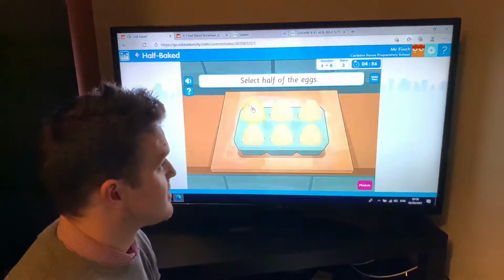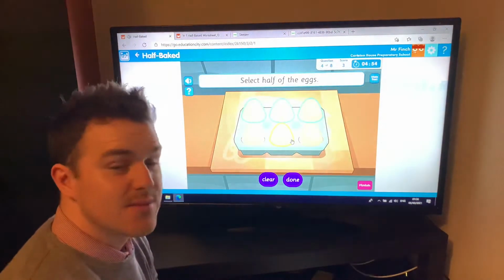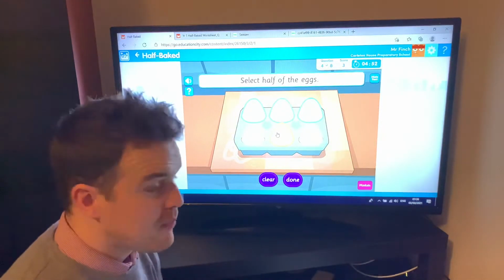This is a nice easy one, isn't it? Nice and clear. You can see there's 2 rows and they both have the same. Okay, so that's one thing.